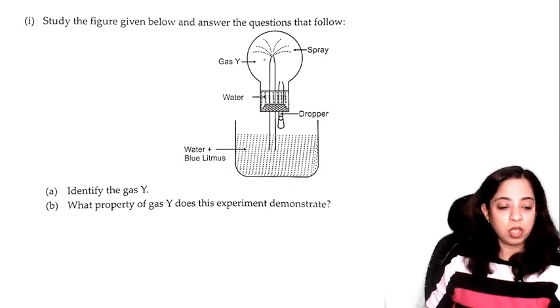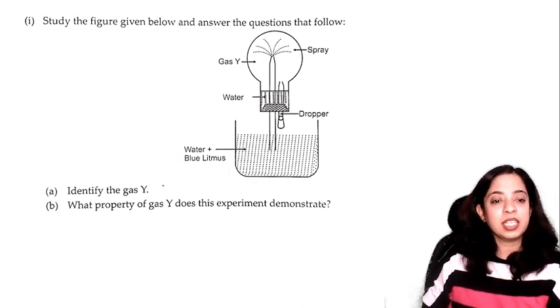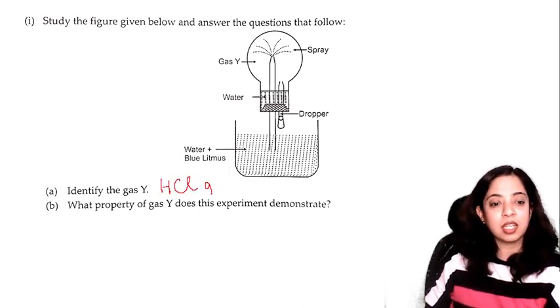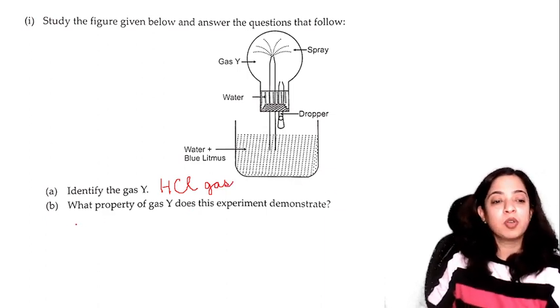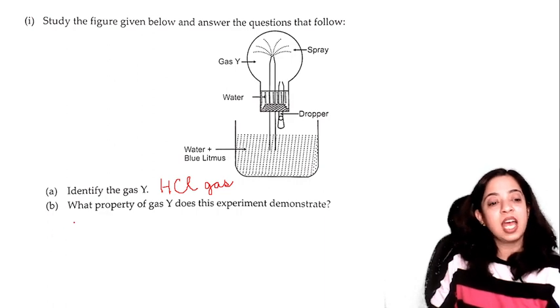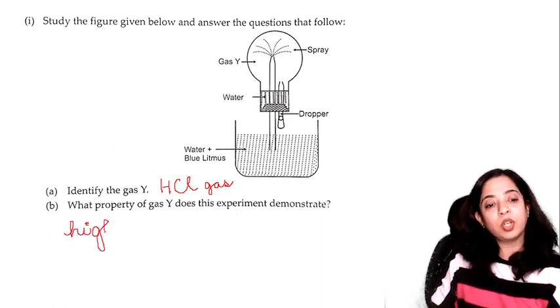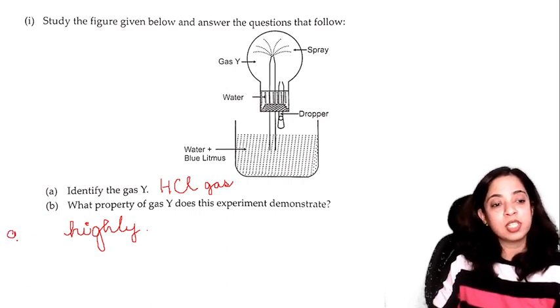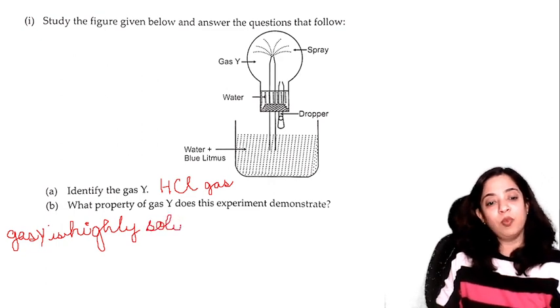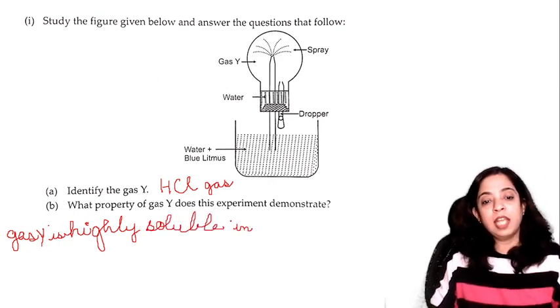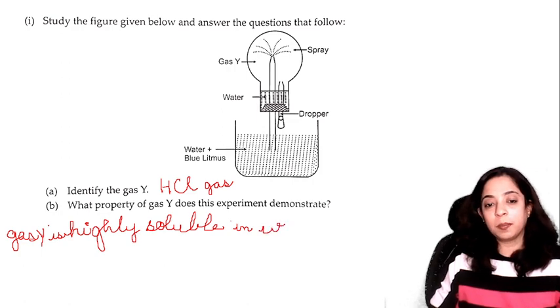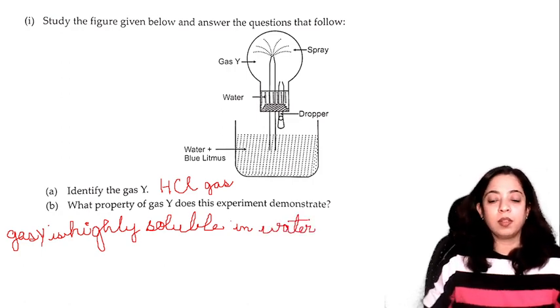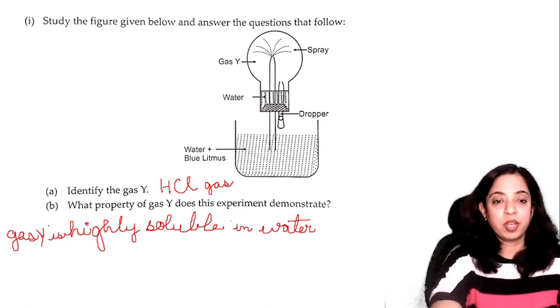Let's tell, what is gas Y? Yes, this is HCl gas. Okay, what property of gas Y does this experiment demonstrate? It demonstrates that gas Y is highly soluble in water. Its solubility, okay, you have to write that it shows gas Y is highly soluble in water. High solubility it is explaining, right? So high solubility of gas Y also you can write.